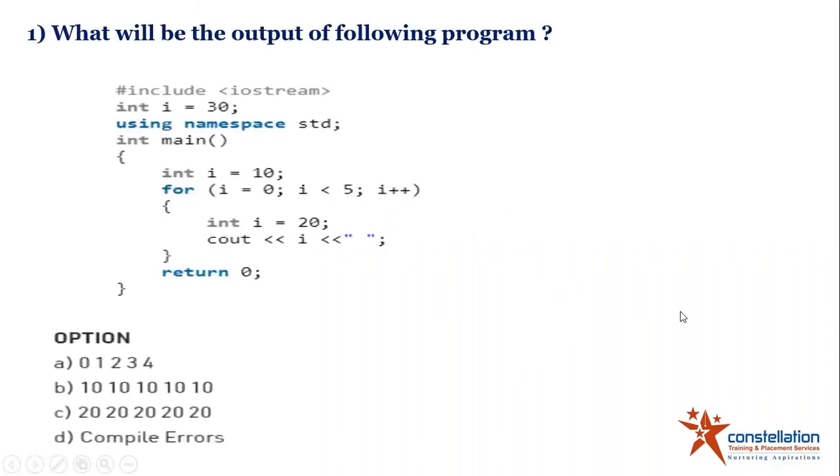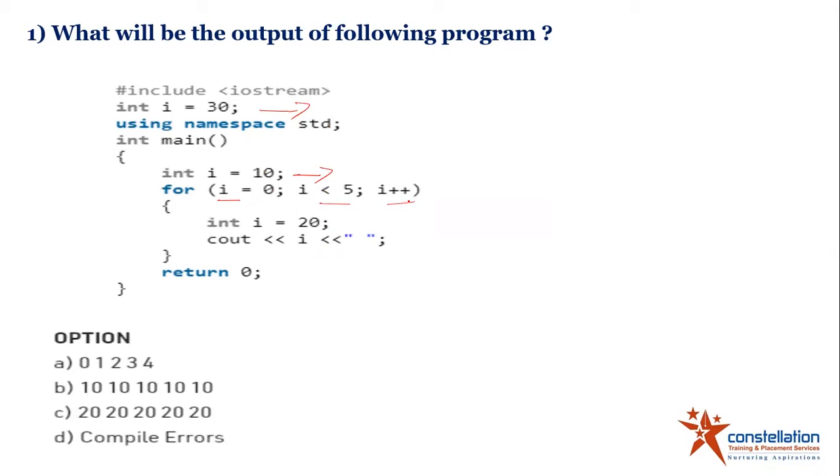Okay. So let us have a look at the first question. And the question is, what will be the output of the following program? It has int i = 30, and then here we have int i = 30. Then here we have int i = 10. And in the loop, the loop variable is i = 0; i < 5; i++.